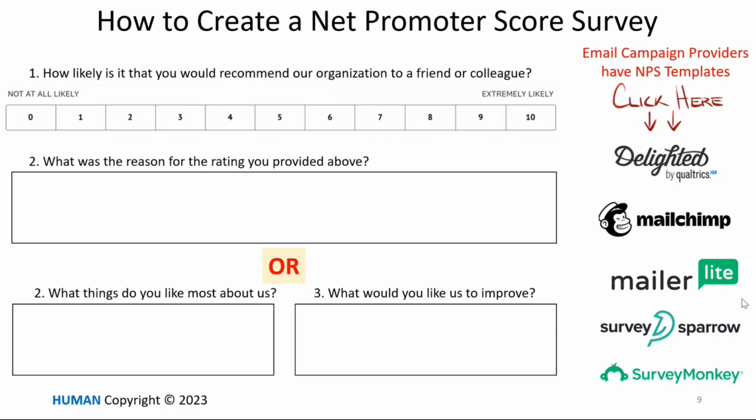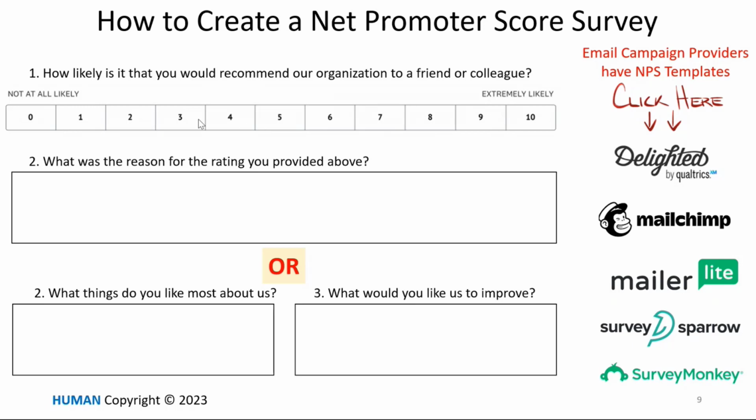But if you had to start from scratch, keep in mind to keep it simple. Very, very simple. There is the quantitative data question. This one right here. By the scale of 1 to 10, and the question is, how likely is it that you would recommend our organization to a friend or colleague?